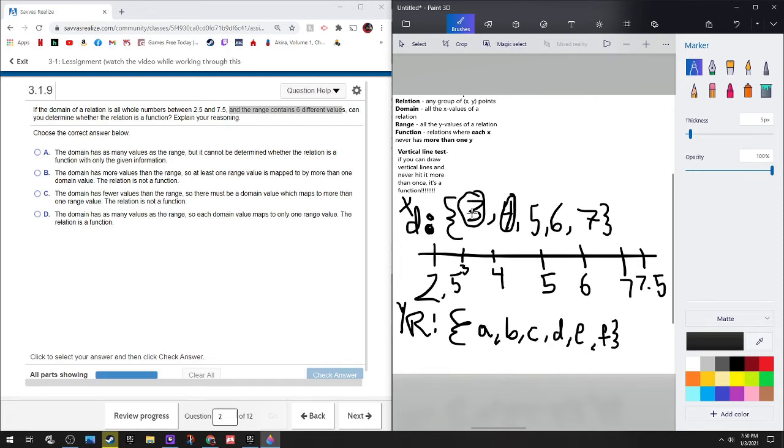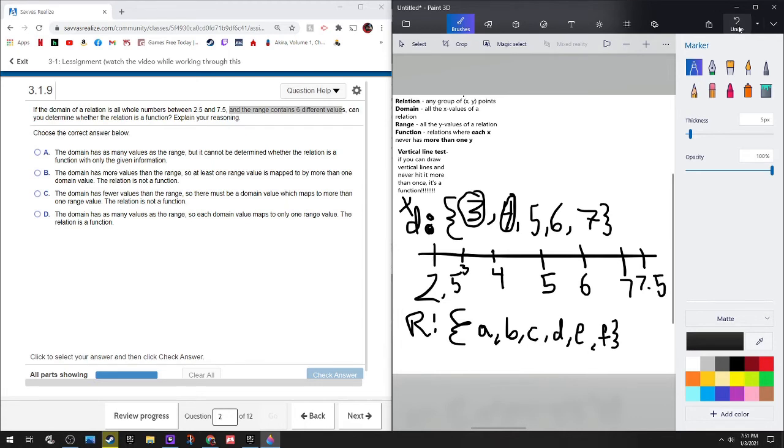But we can make points out of these. Like we can make 3 comma a, or we could make 3 comma d, or we could make 4 comma c, or 7 comma a. Like picking one of these for the x and one of these for the y. So let's see. The domain has as many values as the range. Does it? I only got 5 here. Did I miss one? I don't think so. The domain has more values than the range. No, I think the domain has fewer values than the range. So there must be a domain value which maps to more than... Oh, right. Okay, let's look at that.